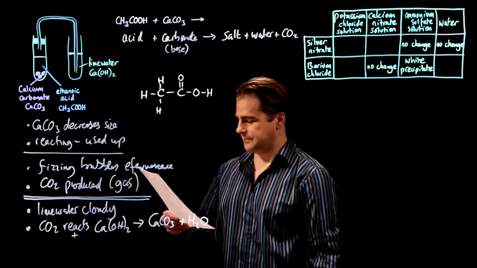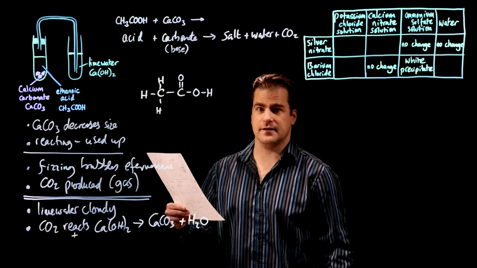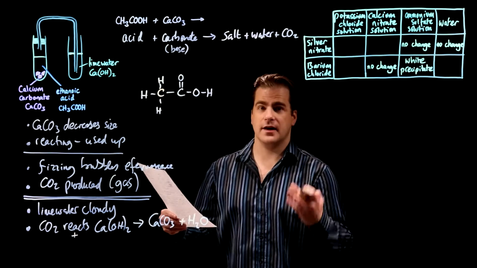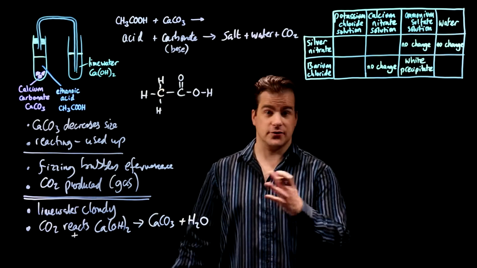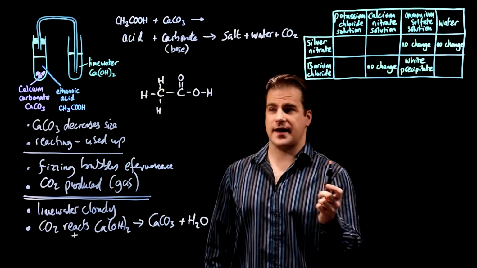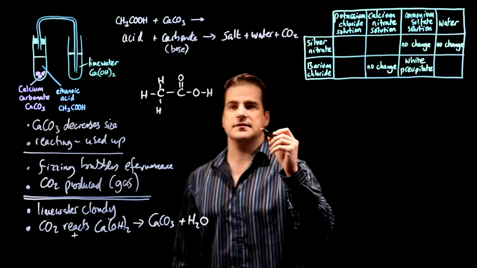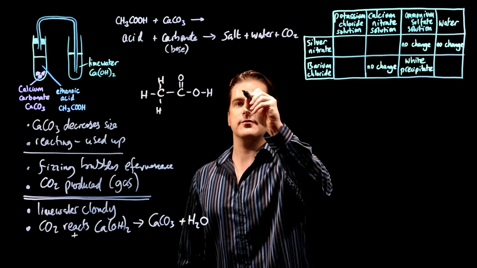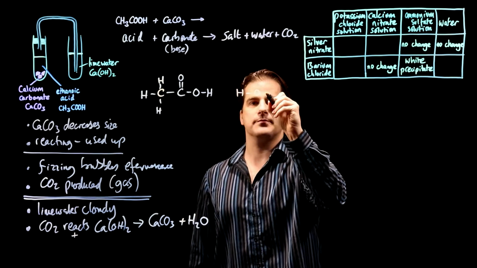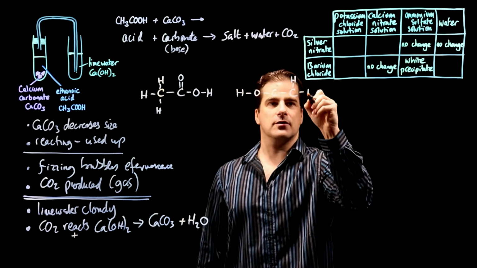Complete the sentence. Carboxylic acids react with alcohols in the presence of an acid catalyst to produce pleasant smelling compounds called esters. Again, you've just got to remember this stuff. To make esters, you react a carboxylic acid, such as that, with an alcohol, such as, let's have ethanol. Okay? So, I'm going to draw ethanol here.